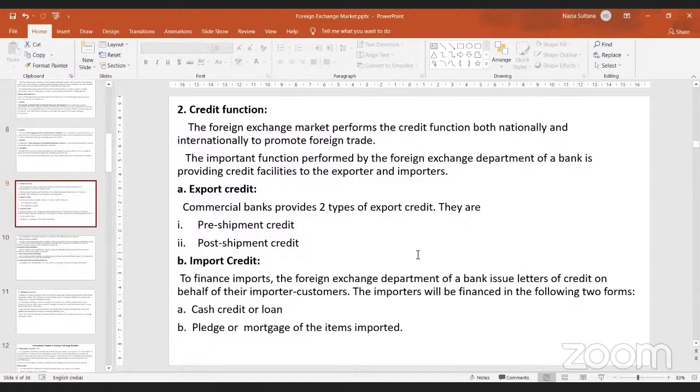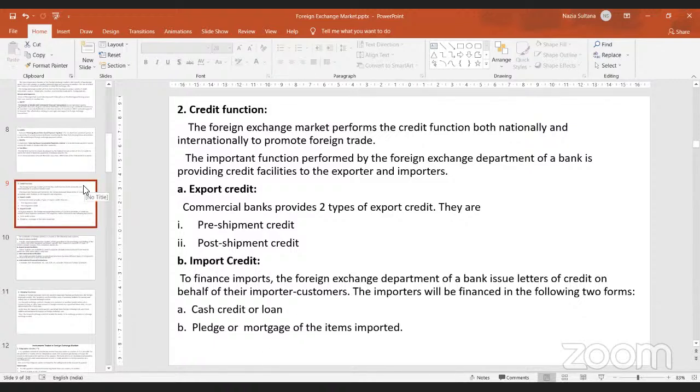Then you have import credits, so that imports can be financed, but this can be done only through the issue of a letter of credit. So whoever is the importer, the customer acting as an importer, will have to take a letter of credit from the bank, and then through that letter of credit, he can take an import credit. This import credit can be in the form of a cash credit or a loan, or in the form of pledge or mortgage of the items which are imported. When these imported items get pledged or mortgaged, you will get the credit.